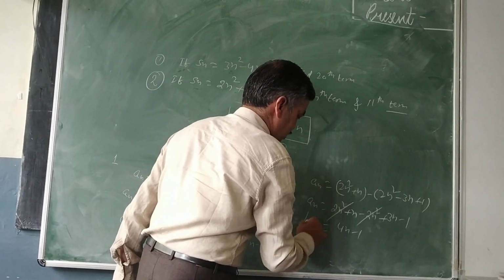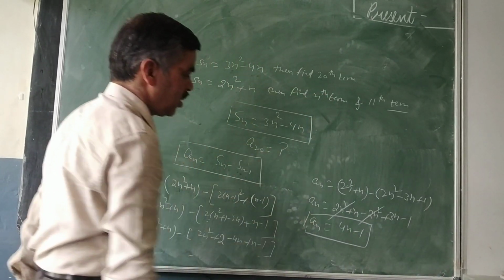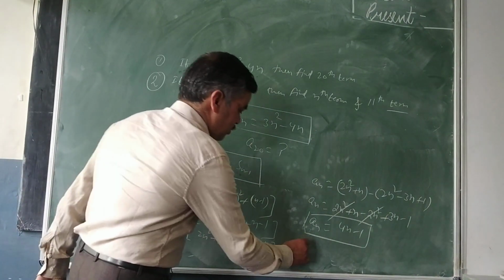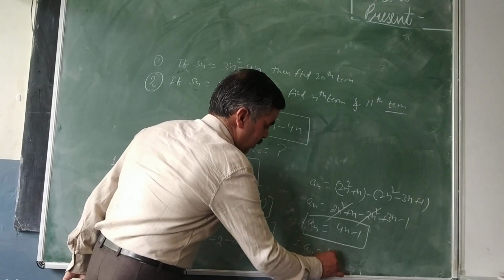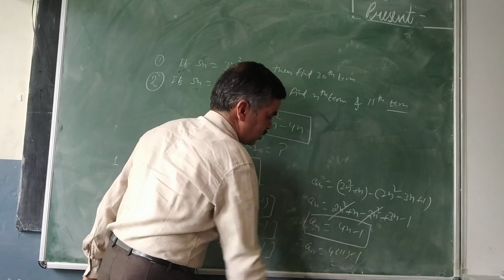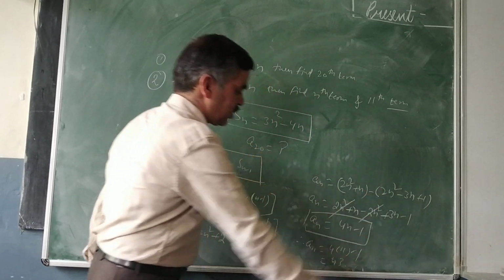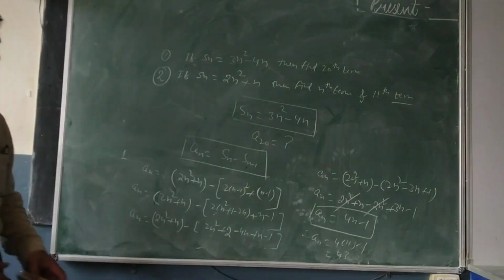So your an term here comes out equal to what? 4n minus 1. You need to determine the 11th term. So therefore your a11 will be equal to 4 into 11 minus 1. So that is 44 minus 1. It is equal to 43. So 43 will be the answer for this.